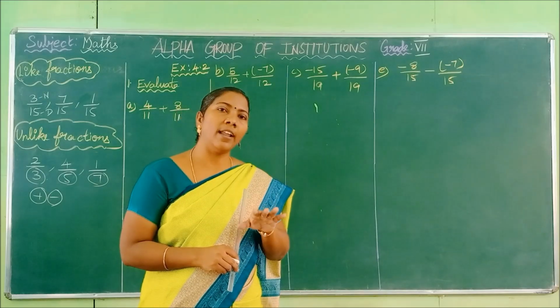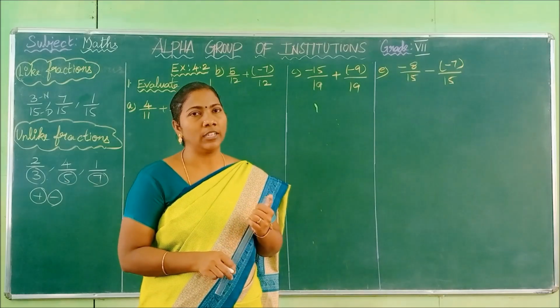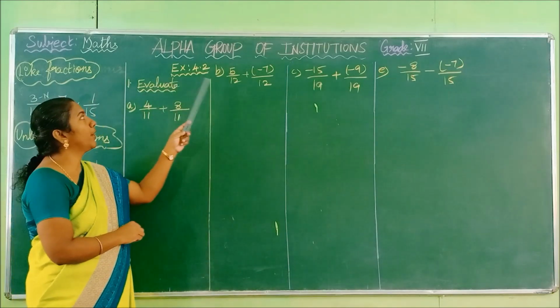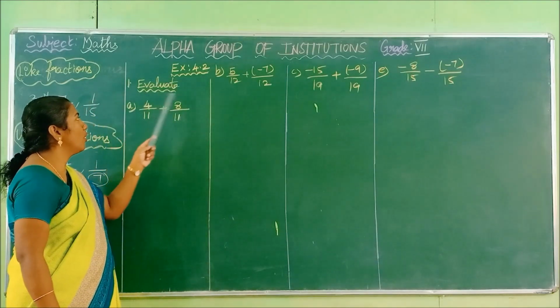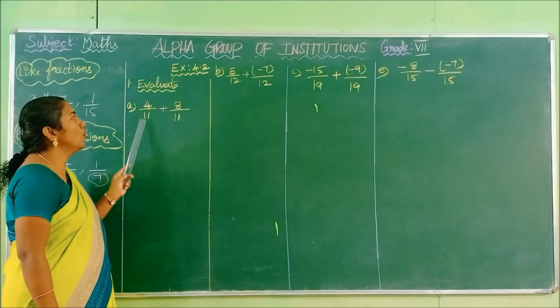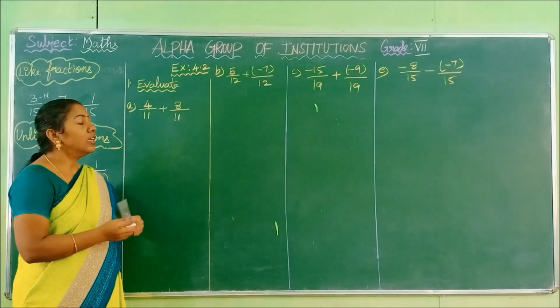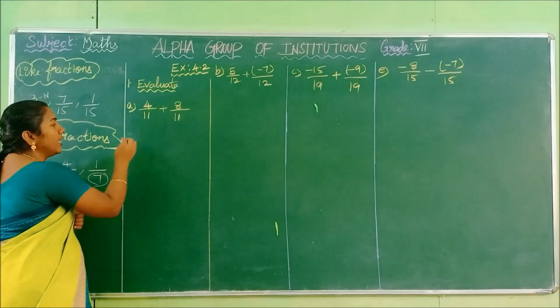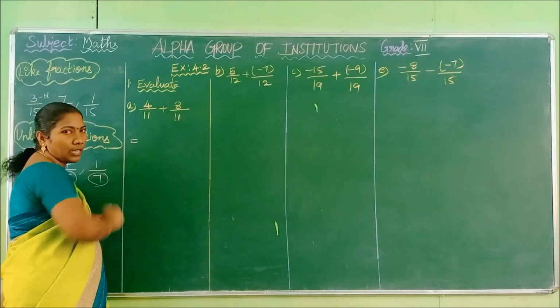Then we can add or subtract the unlike fractions. Okay. Let us see some problems from exercise 4.2. Question number 1. Evaluate subtraction A, 4 by 11 plus 8 by 11. See here, the given denominators are the same, so we can easily add or subtract it.